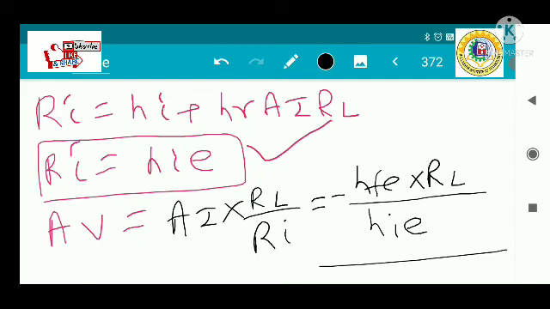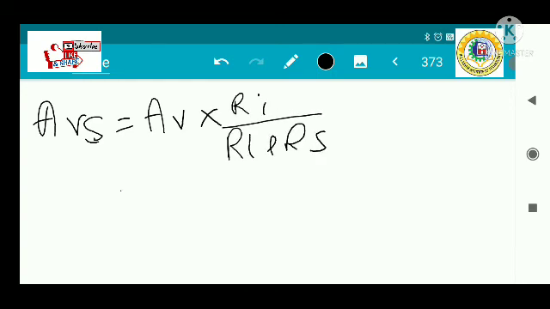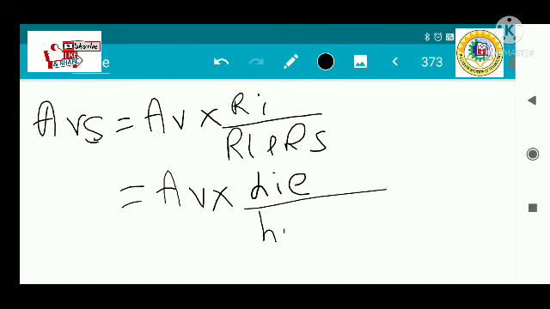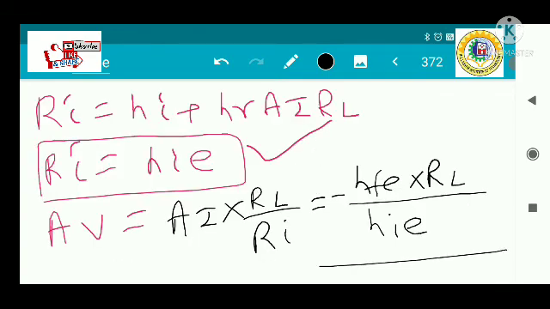Next is your overall voltage gain. The overall voltage gain AVS is AV into RI divided by RI plus RS, which is your AV into HI divided by HI plus RS. So in this way you can calculate by just approximating all these H parameters.